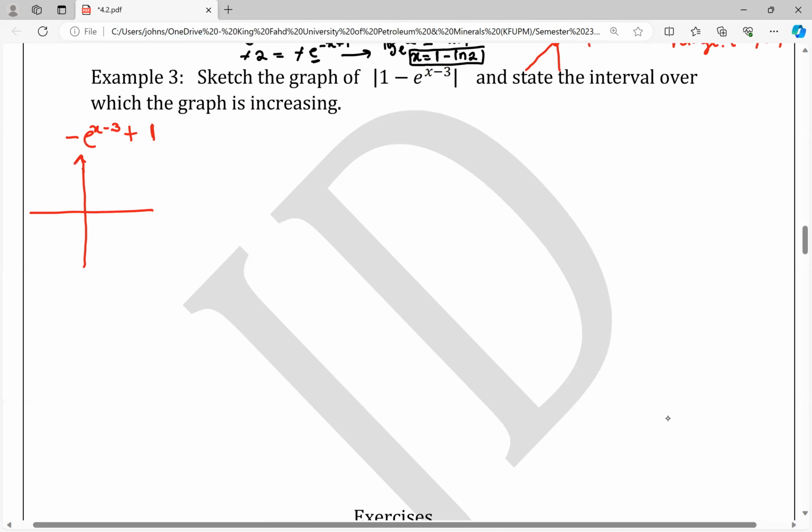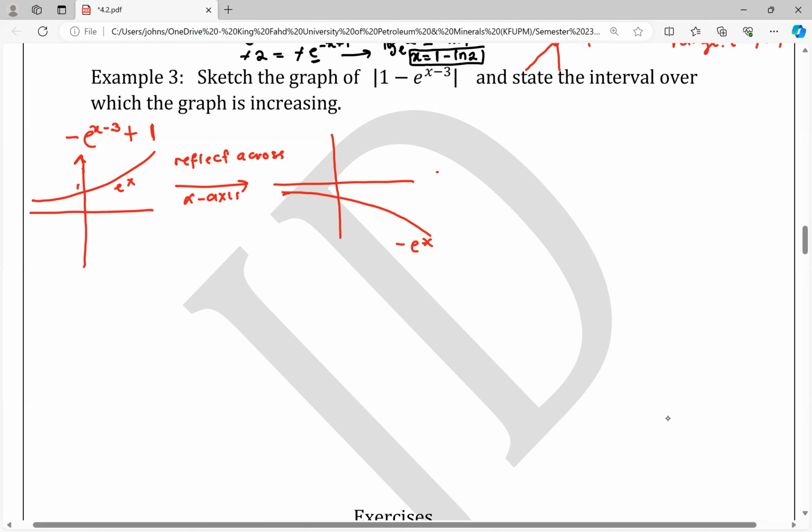e to power x, which is this one. Here is 1. Then because of this minus, we have to reflect across the x-axis. Once we reflect across the x-axis, then we will have this one here. Okay, so this is minus e to the x.